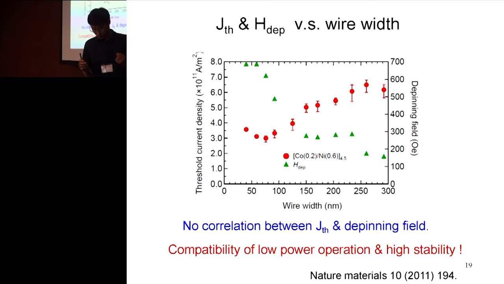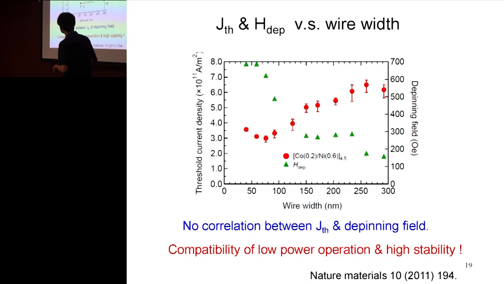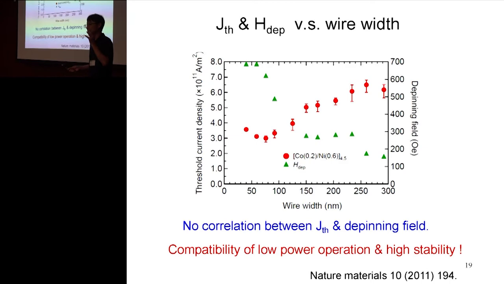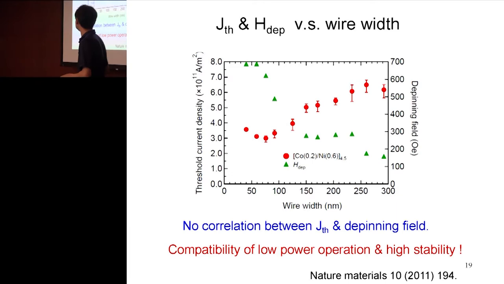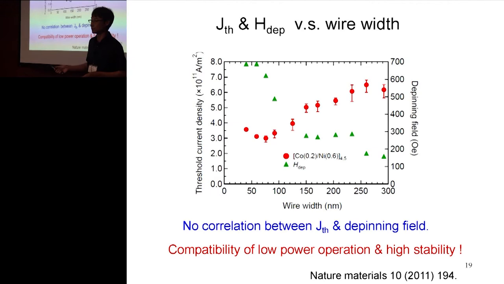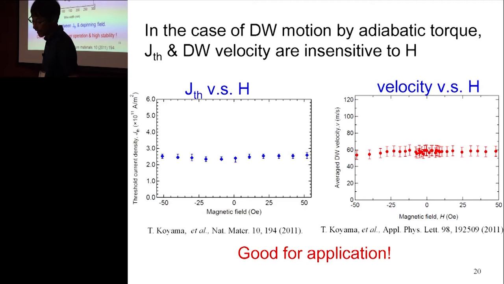Important here is that there is no correlation between the threshold current density and the depinning field, which means we can independently control the threshold density, which is very important for low power operation. And the thermal stability is related to the pinning. So you can have compatibility of low power operation and high thermal stability.